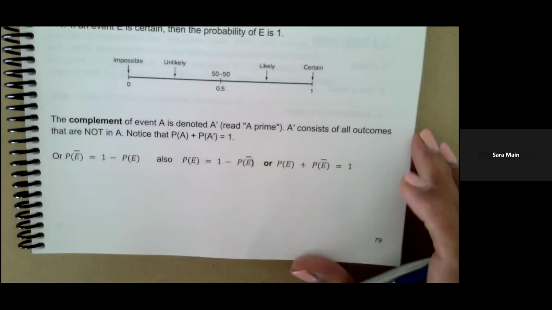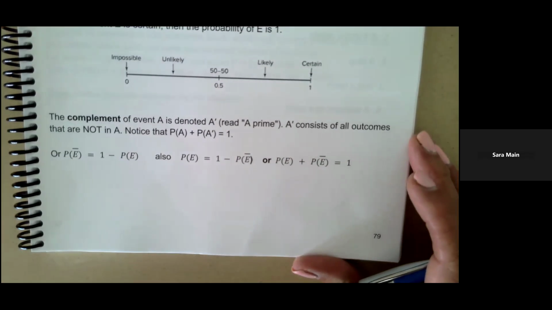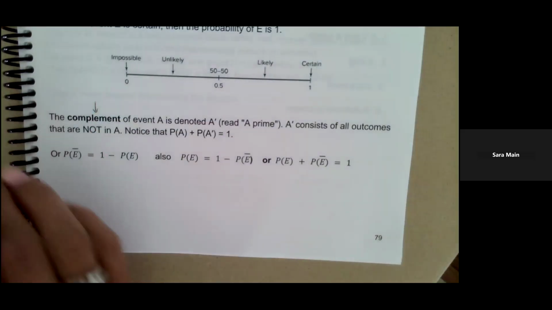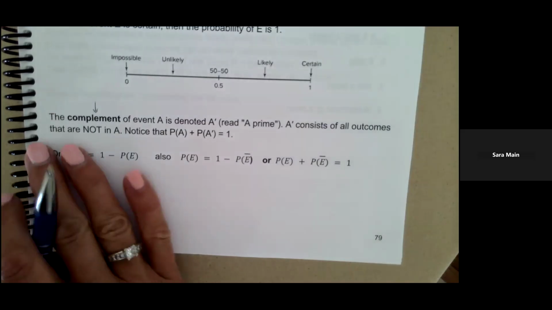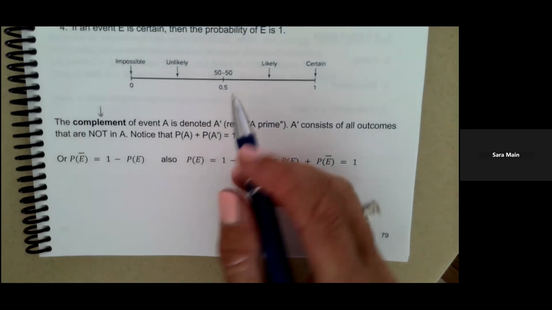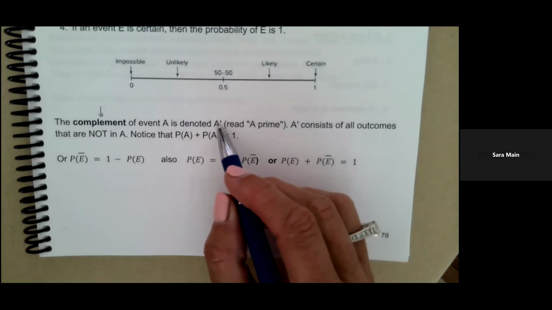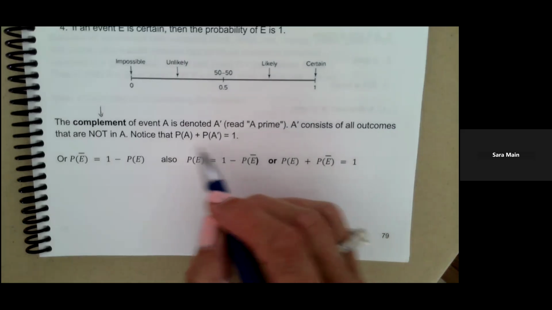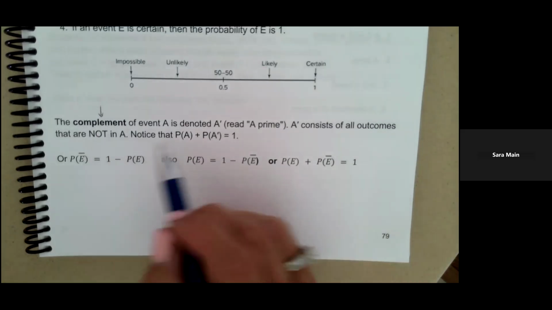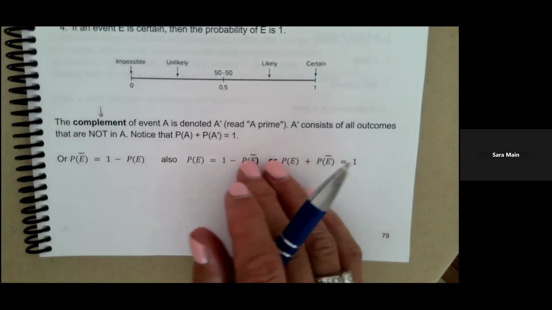The complement. And I'm not saying complement with an I here. That means that you're telling somebody their outfit looks nice for the day. We're talking about the complement. Sometimes it's noted A prime here, or with a bar above it. I've given you a couple different notations. You might see them all.